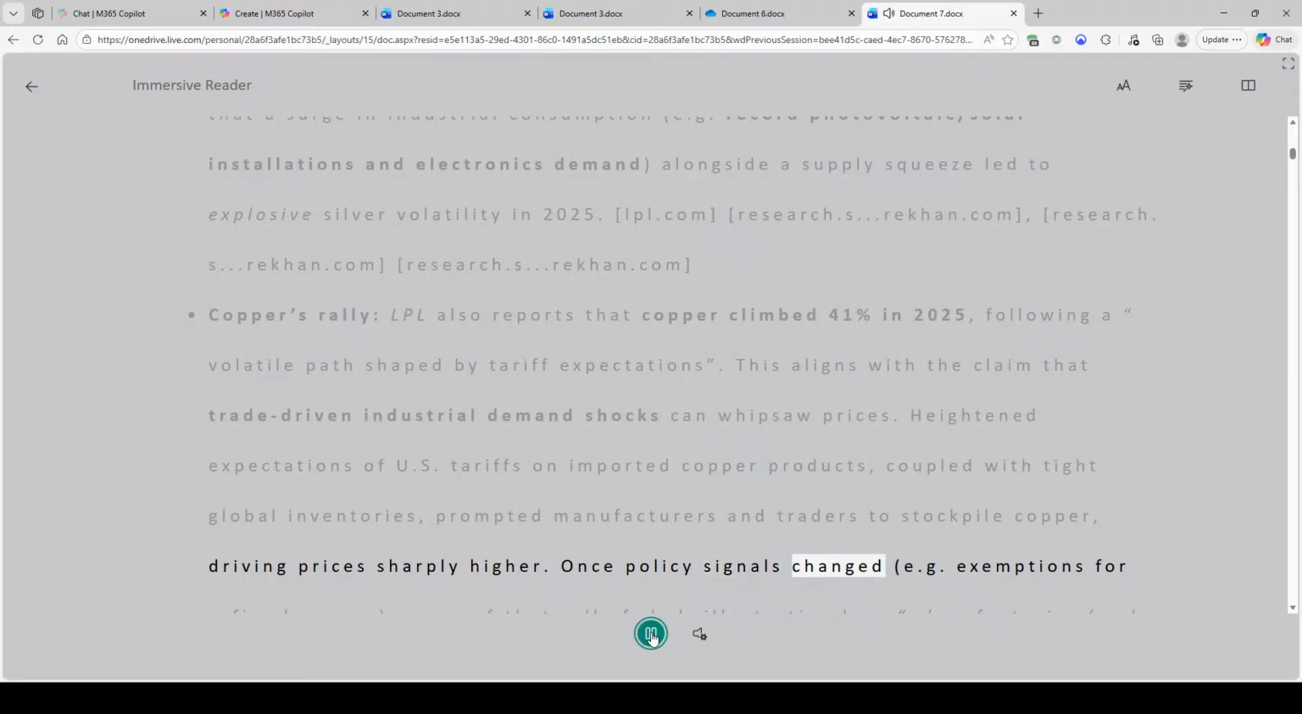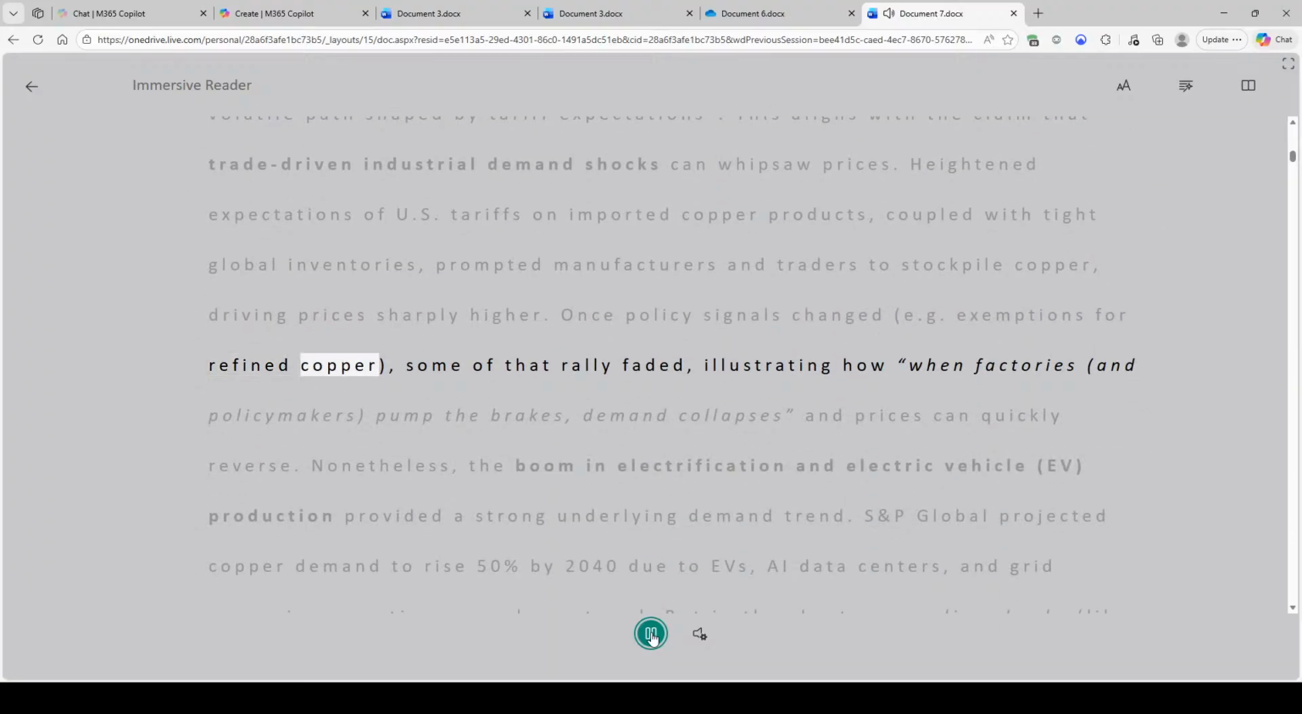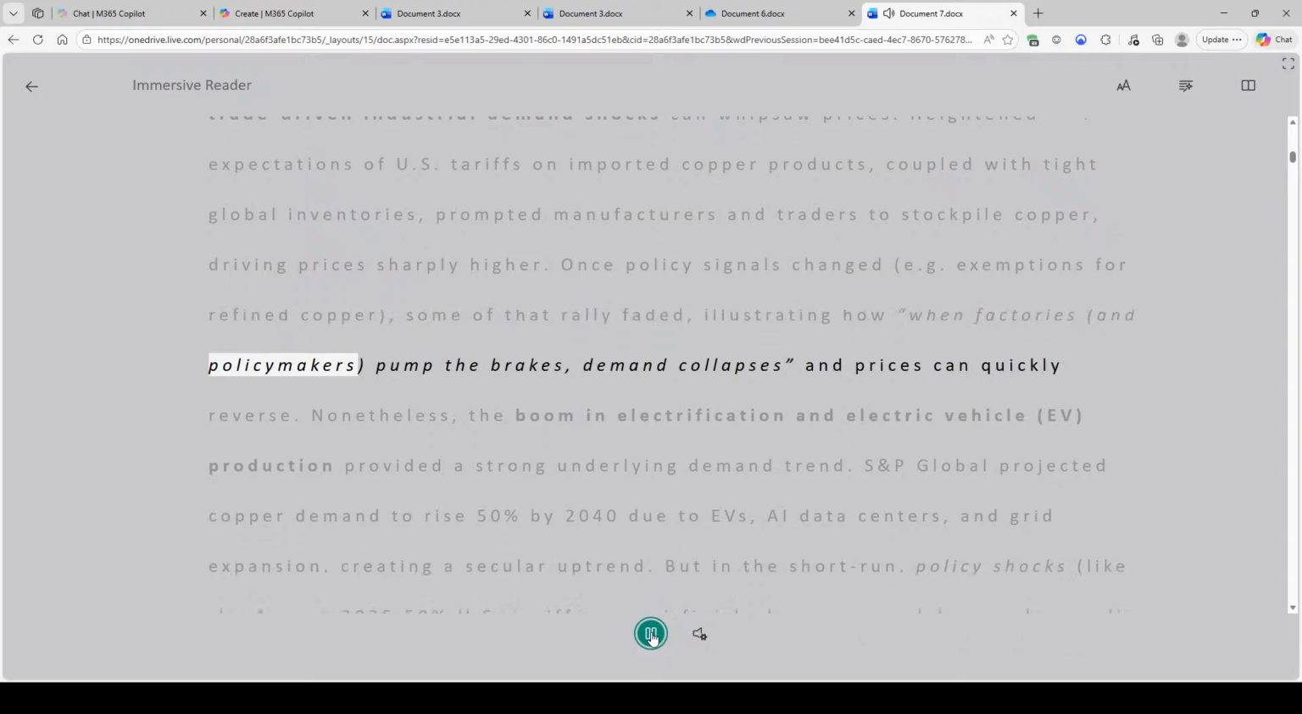Once policy signals changed, e.g. exemptions for refined copper, some of that rally faded, illustrating how when factories and policymakers pump the brakes, demand collapses and prices can quickly reverse.